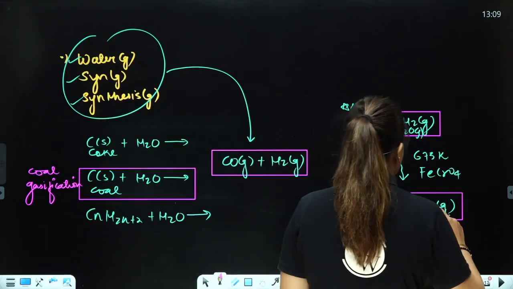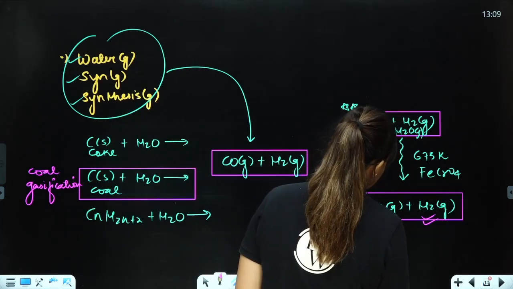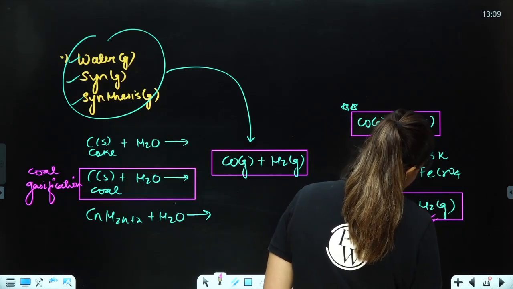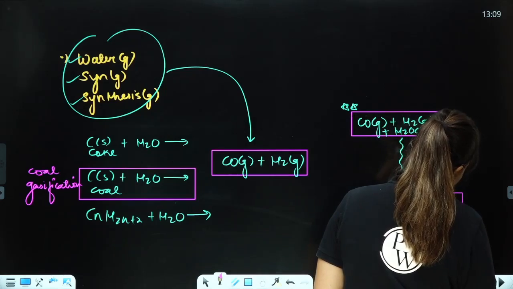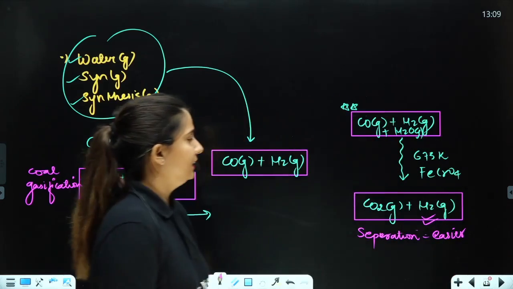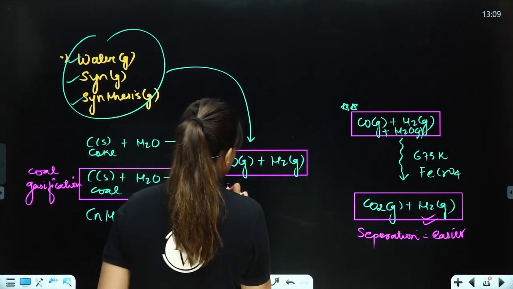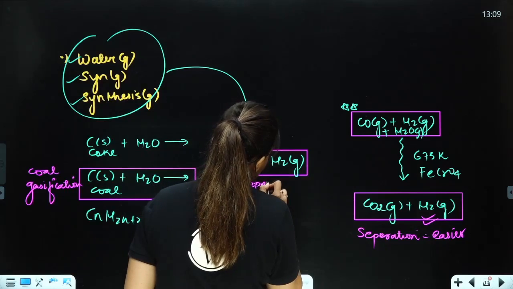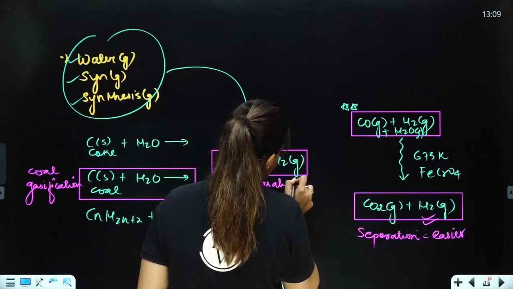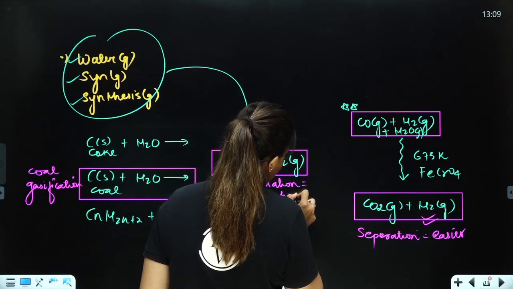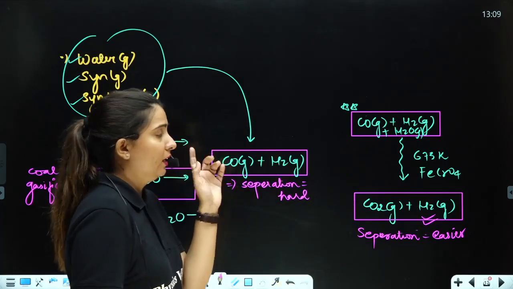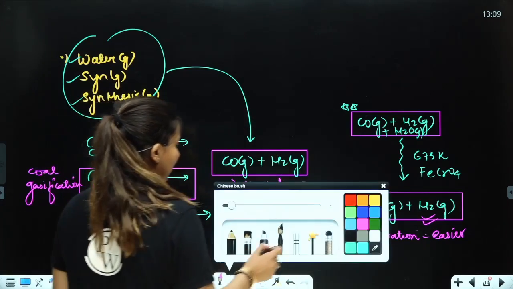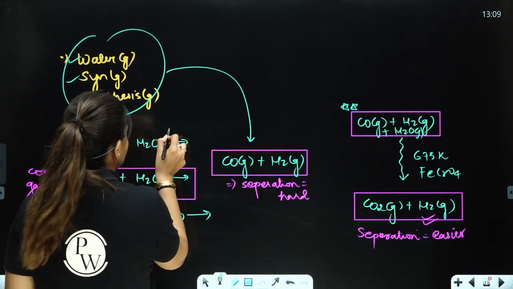CO2 gas and H2 gas. Now their separation is easy. Their separation over here is easier. The separation over here is hard. So you have to remember why you have to pass all of these things through these conditions.